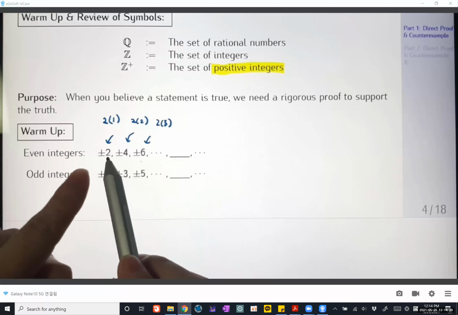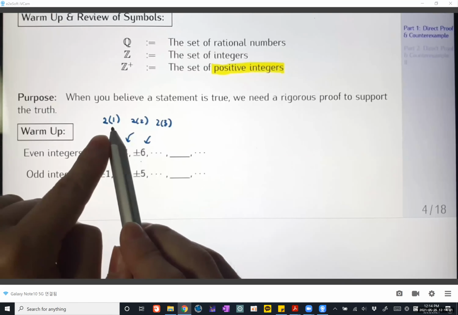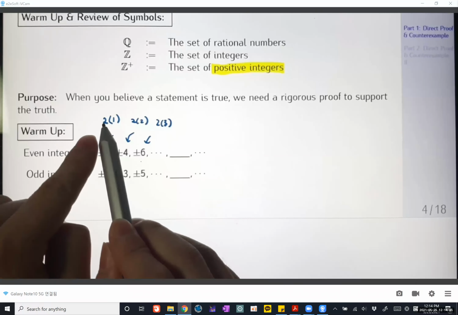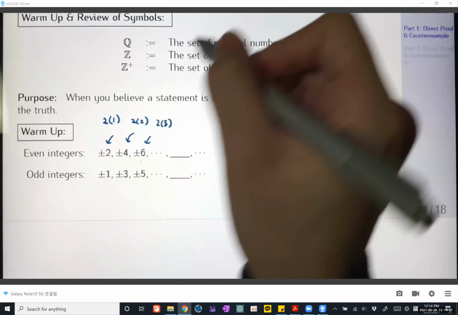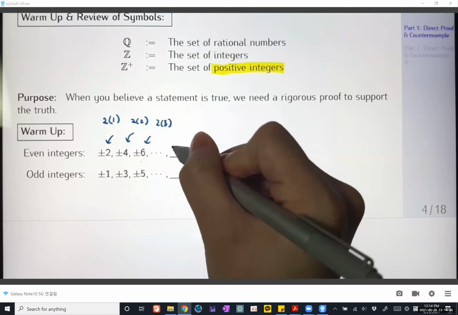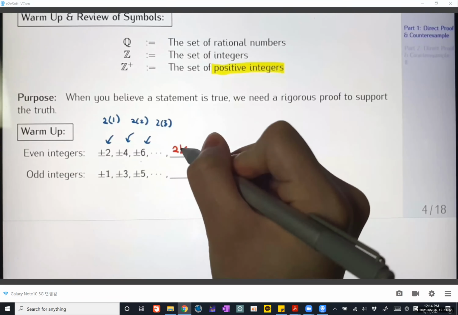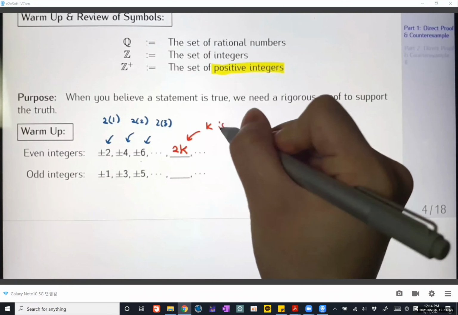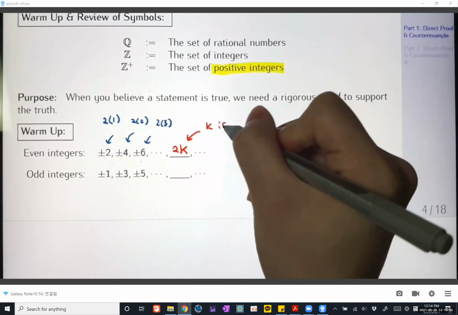The general expression of an even number looks like this. It has a DNA that looks like 2 times some integer. Do you agree? 2 times some integer. So can we just represent the general expression of an even number to be 2 times some integer k? Here, let's call it k, just some integer, not random, but some integer.